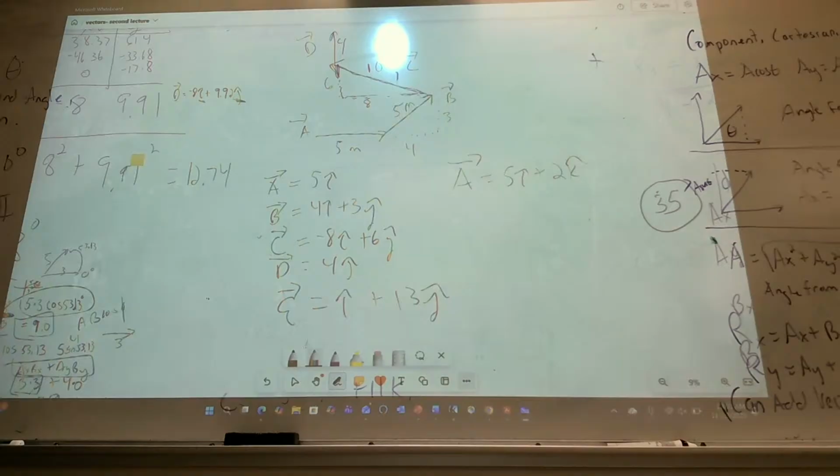Okay, so it's the same old. You're going to get your components, but then once you get your components, instead of just writing them in parentheses, you're going to put them in terms of i and j. So let's get started on that. You should be able to move speedily along.